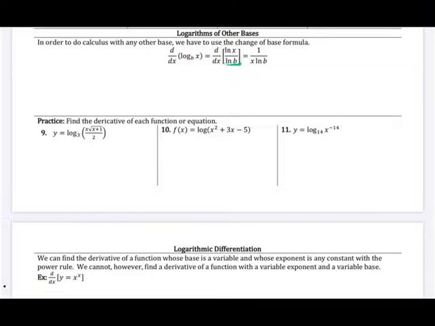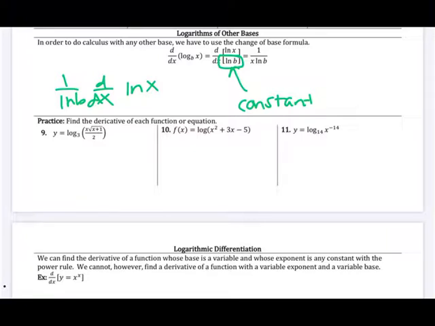So now, instead of taking the derivative of log base b of x, we're taking the derivative of natural log of x over natural log of b. A couple things I want to remind you. Natural log of b, if we're taking the derivative with respect to x, is just a constant. So what we're really doing is multiplying 1 over natural log of b times the derivative of natural log of x, which is just 1 over x. So that's how we get this right here, 1 over x natural log of b.